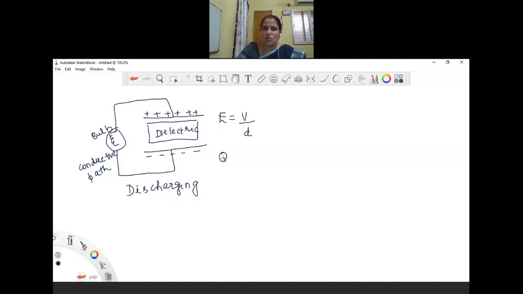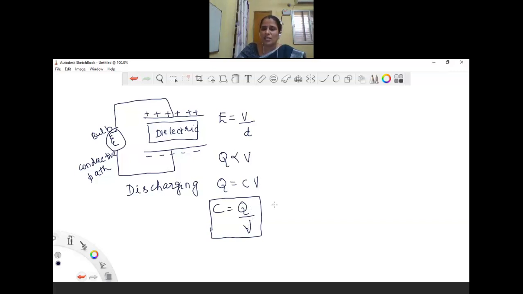So we can also write that charge Q is directly proportional to the potential difference, and we can write Q is equal to CV. What is the C here? C is nothing but the capacitance of the capacitor. So C is equal to Q by V. This is a very important formula. Capacitance of the capacitor is equal to Q by V.